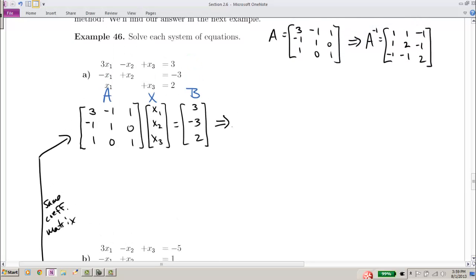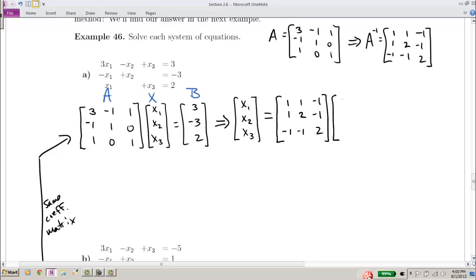So we know that our solution is going to be given by right multiplying each side by the matrix inverse, which yields the matrix equation of our unknown X matrix equal to A inverse times B. So in part A, it'll look like this. And we can find this product.